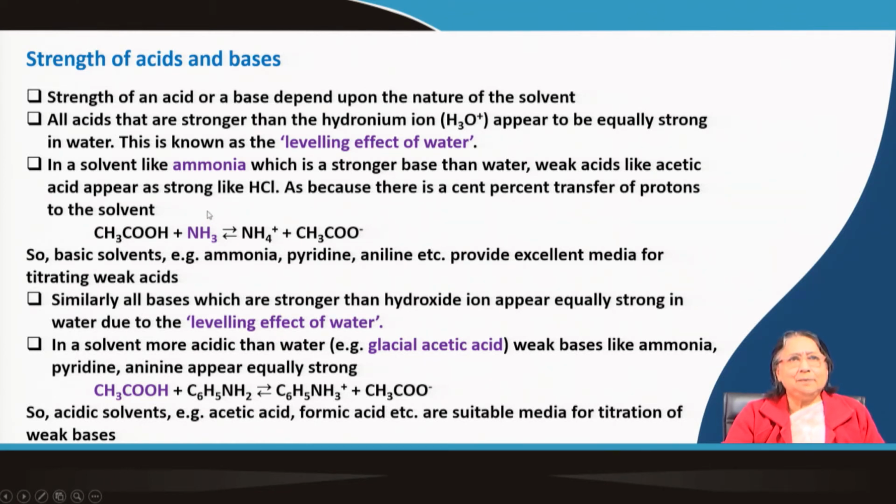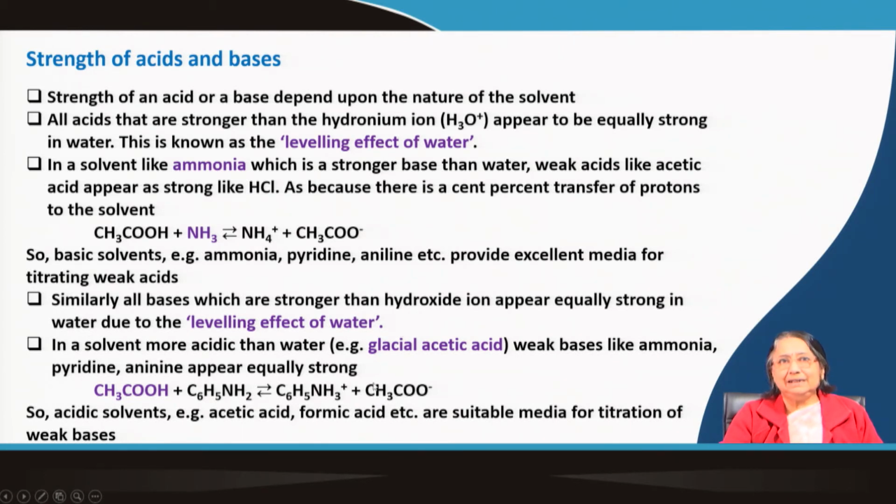For example, if you take ammonia, acetic acid will be acting as a strong acid. Not only ammonia, pyridine and aniline are also organic bases in which acetic acid will act as a strong acid. Similarly, all bases which are stronger than the hydroxide ion appear equally strong in water due to the leveling effect. This is just the opposite, the leveling effect of water.